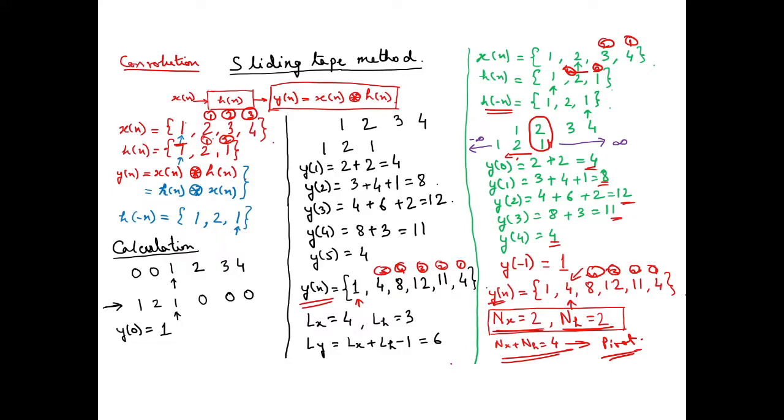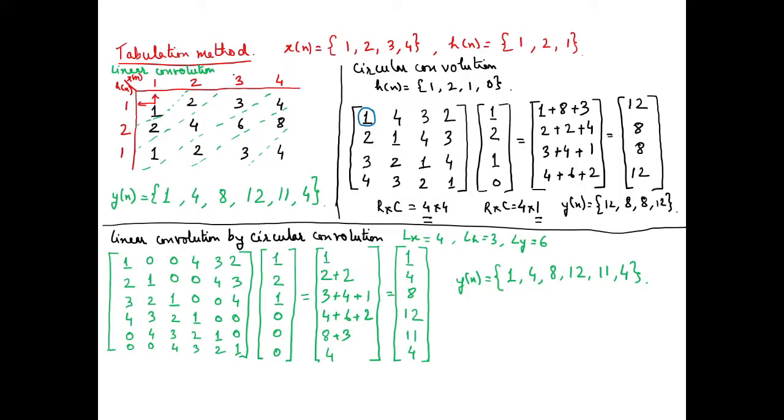So why have I told this? You may ask, sir, we already know, because we are calculating y0 and all these values, so why do we need to know where the pivot needs to be put? This is because in the next method, the tabulation method, where we use linear convolution for the calculation, we don't have any idea where to put the pivot. We just have to do the convolution.